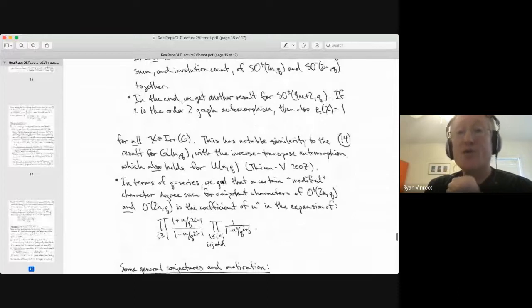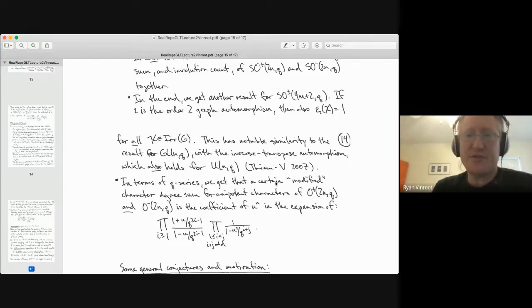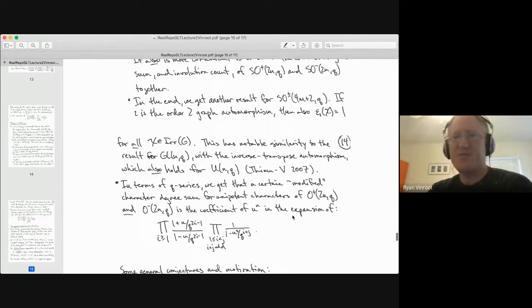Oh, right. I should also say that for the unitary group, if one considers the inverse transpose automorphism, all of the twisted indicators are 1 for this group. This is a result of Nat Thiem and myself. Most of this work actually was done when I was a postdoc at TIFR in 2004, 2005, and the paper was published in 2007.